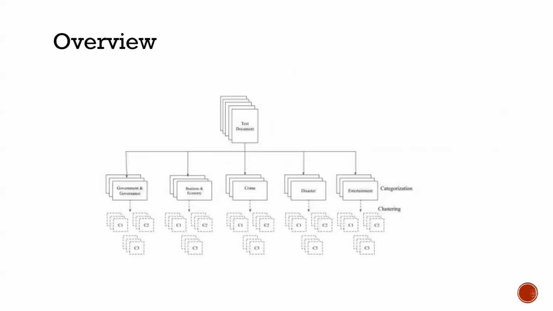So this is the overview of the categorization and clustering. So 5 categories and then clusters. Next slide.